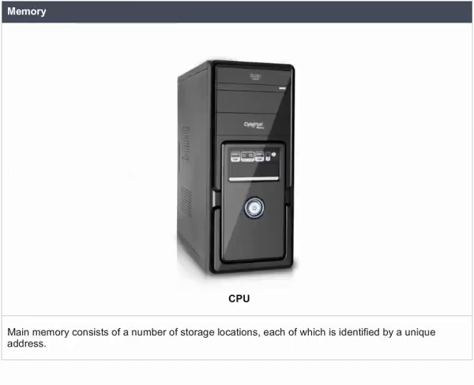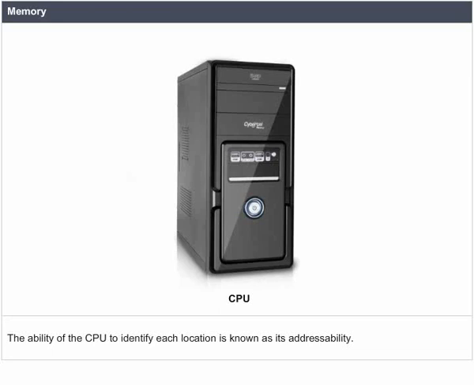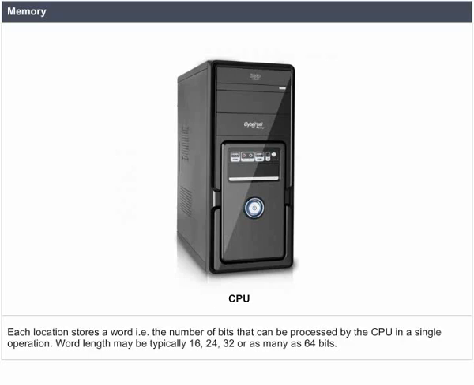Memory. Main memory consists of a number of storage locations, each of which is identified by a unique address. The ability of the CPU to identify each location is known as its addressability. Each location stores a word, that is, the number of bits that can be processed by the CPU in a single operation. Word length may be typically 16, 24, 32, or as many as 64 bits.